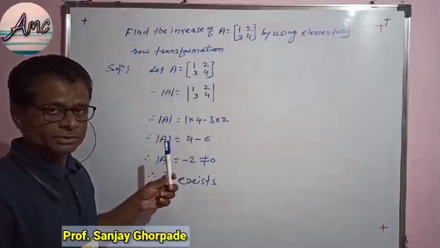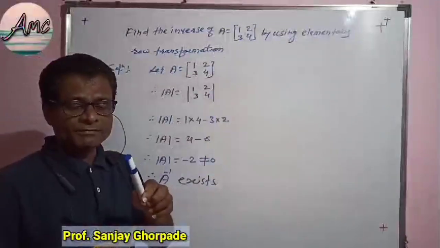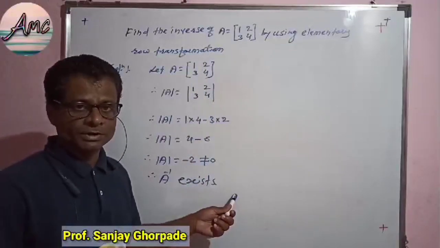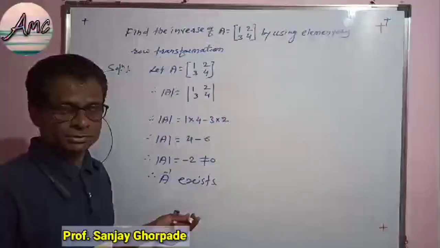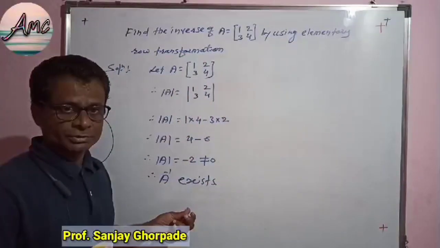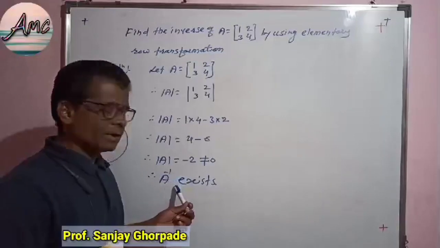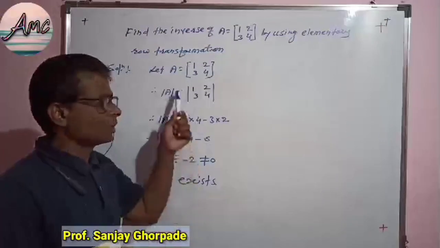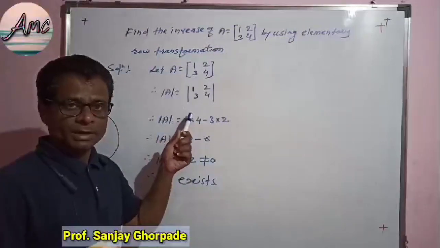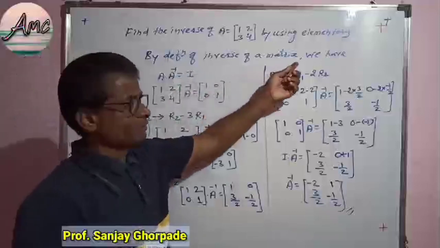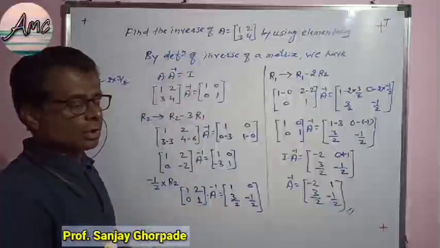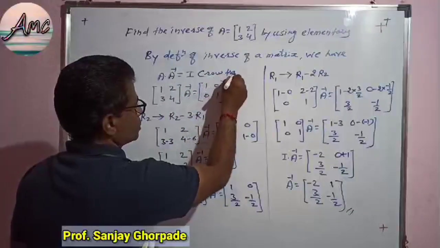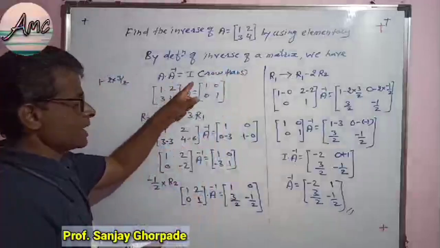While solving the examples based on inverse of a matrix, the very first step is what? To know whether the given matrix is a singular matrix or a non-singular matrix. So this step is a must in the examination. After confirming that it is a non-singular matrix, that means the inverse exists, then you have to go for what? The inverse of that matrix. By definition of an inverse of a matrix, we have A into A inverse is equal to I. This definition is used for what? For row transformation. So A into A inverse is equal to I.